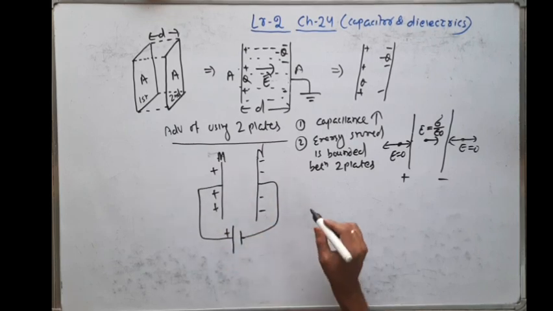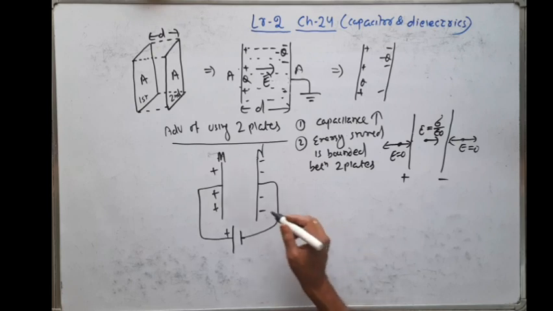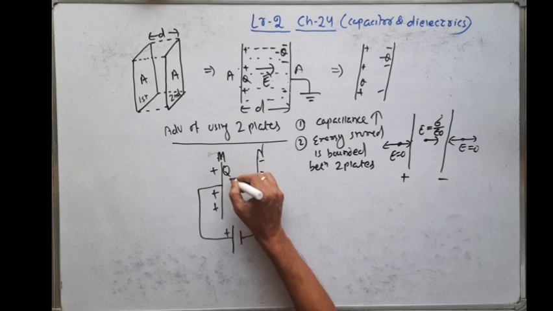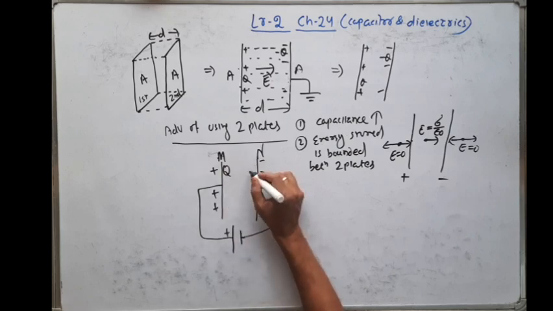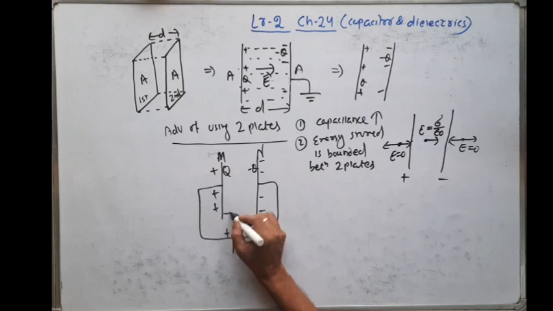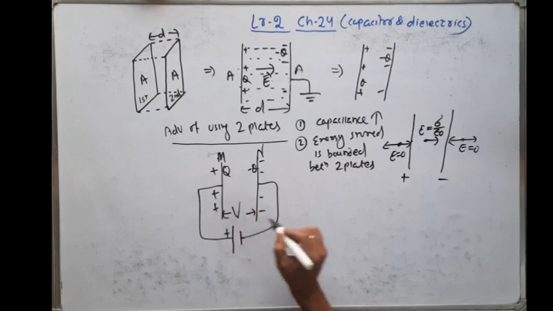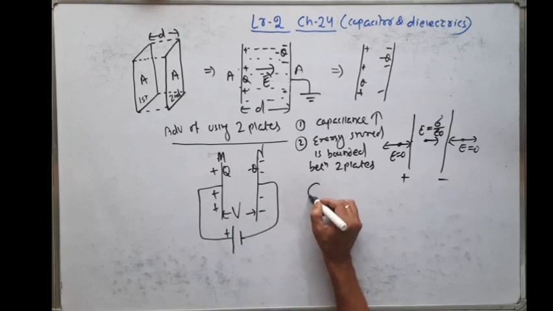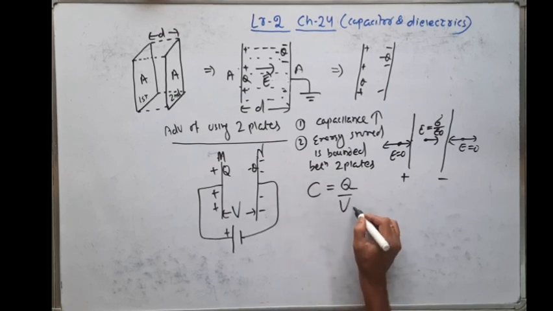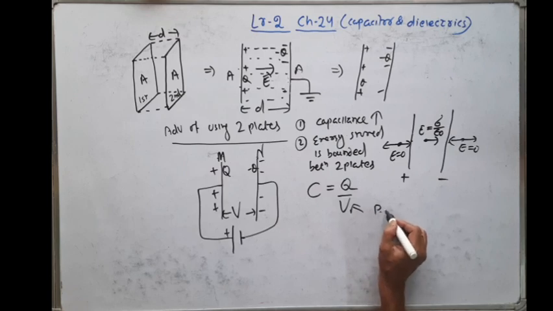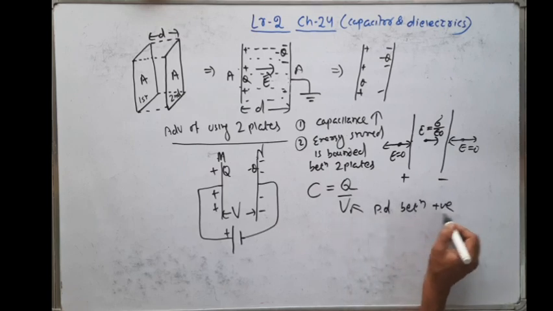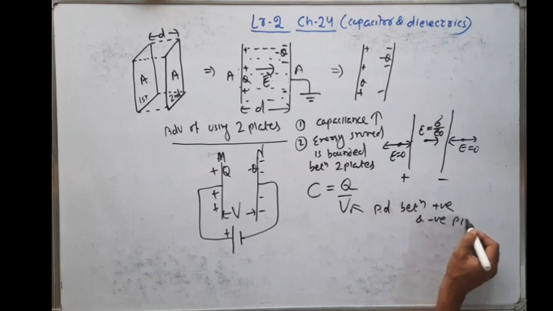Now the question comes, what is the value of capacitance? In general, if the charge on this surface is Q, the charge here is minus Q, and the potential difference between these two plates is V, then we can say the capacitance between the two plates is equal to Q by V. What is V? V is nothing but the potential difference between the positive and negative plate.